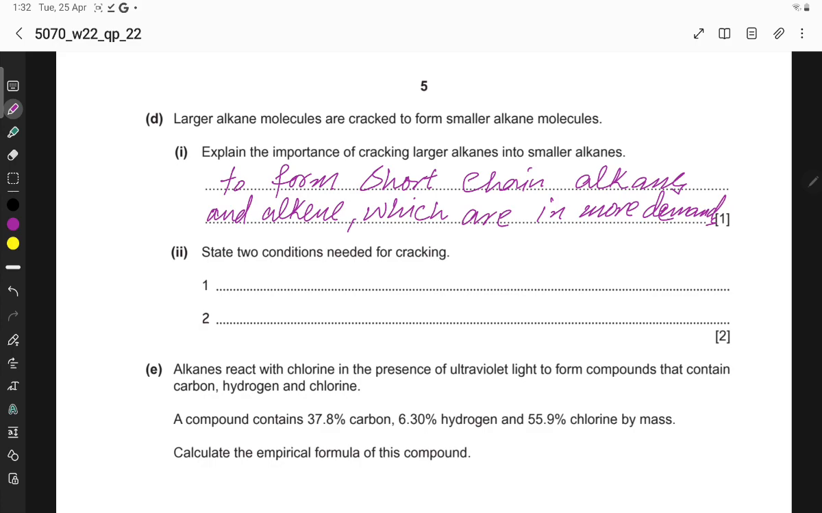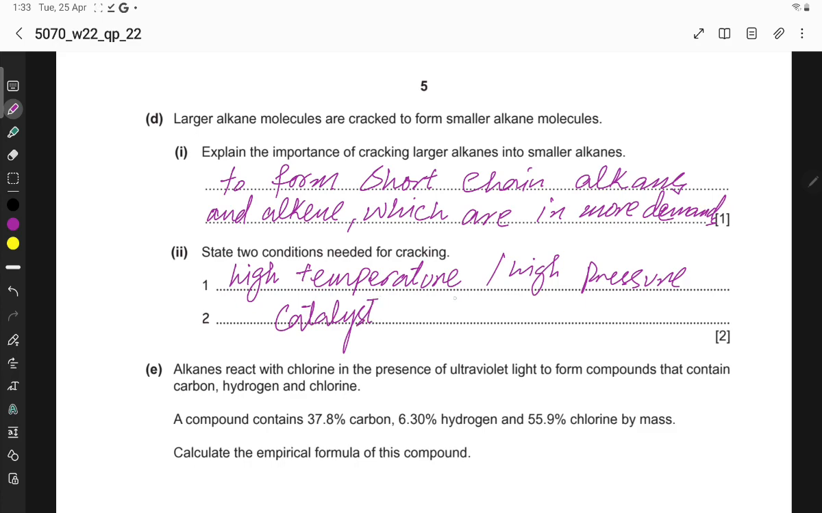State two conditions needed for cracking: high temperature, high pressure, and catalyst. Catalyst is Al2O3 or silica SiO2.